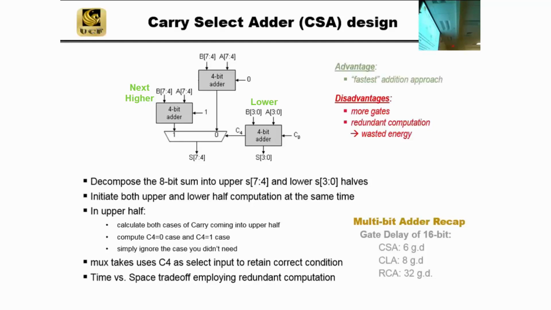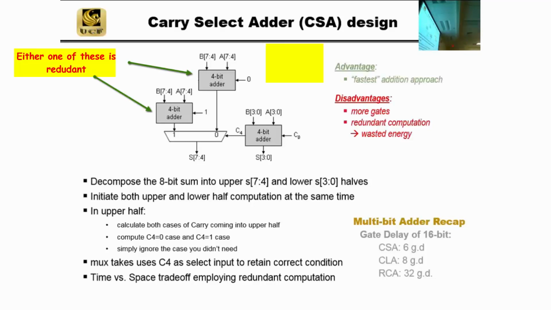But you're going to say, as we talked about last time, we can't calculate this sum until we have the carry coming in. So actually what we do is we calculate both cases and then just select the one we want once we figure out what that one is. Okay. So this uses redundant calculation of both cases.